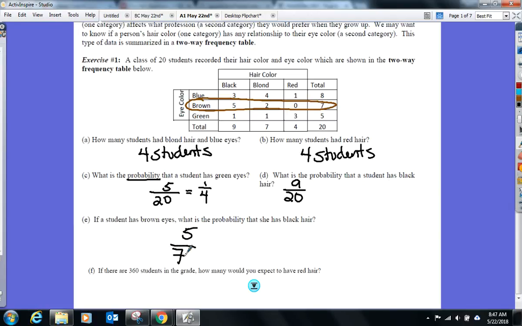Do we see the difference between that one and C and D? Okay, C and D, we were talking about all the students. On part E, now we're just looking at the students who have brown eyes.